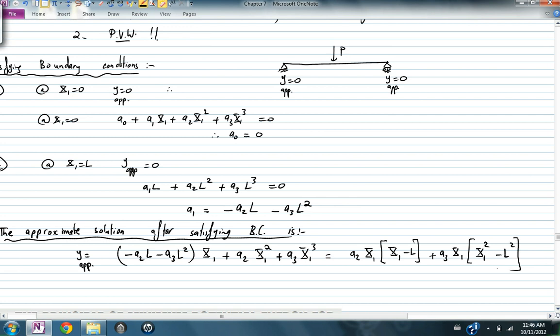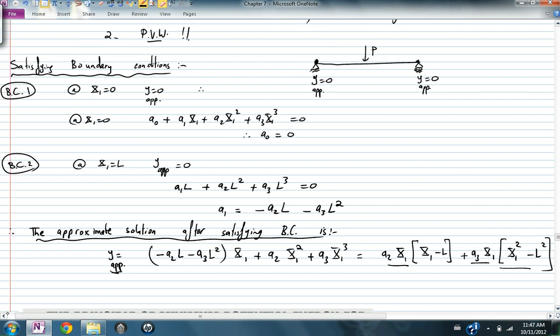And you can see that it indeed satisfies the boundary conditions. When x1 is 0, y approximate will give me 0 because this is multiplied by x1 and this is multiplied by x1. And when x1 is equal to L, I'm going to substitute, L minus L is 0, and L squared minus L squared is 0. So y approximate satisfies the essential boundary conditions of the displacements on both sides of the beam. And so now I'm left with two constants.